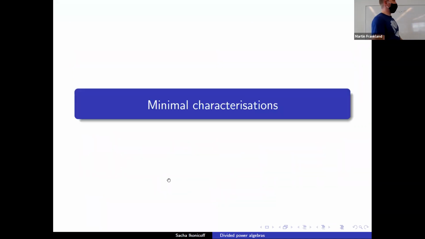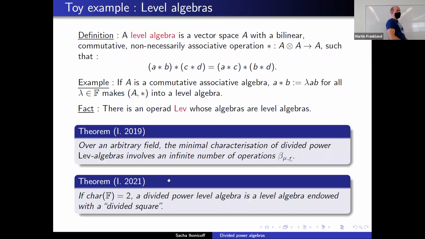So now I'm going to try and simplify this with a couple of examples before I finish this talk. Let me show you what kind of characterization I could find. I started first with a toy example of what we call level algebras. That was kind of the central object of my thesis, so why not try it on that? A level algebra is a vector space A that has a bilinear commutative but not necessarily associative operation that satisfies a certain kind of interchange law.